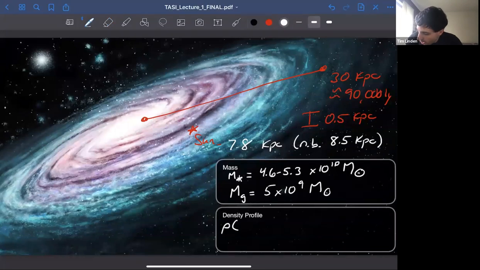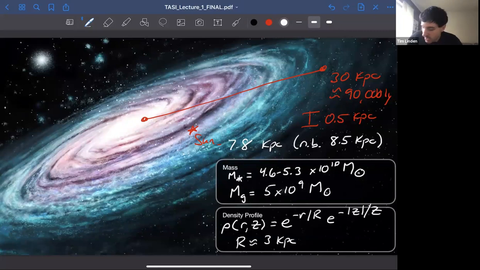given here by rho of r, z, where z is the scale height, is equal to some double exponential, e to the minus r over R, e to the minus z over Z, where R is around 3 kiloparsecs and Z is around 0.1 kiloparsecs. So that gives you some scale. You have some peak of density, and rho is then multiplied by r as we're going radially out.